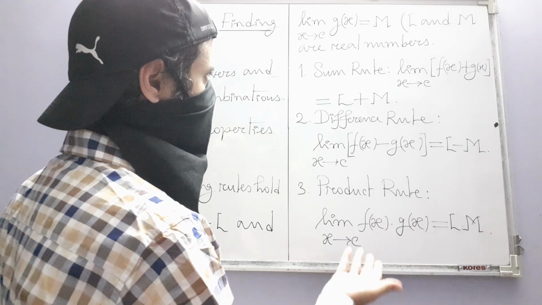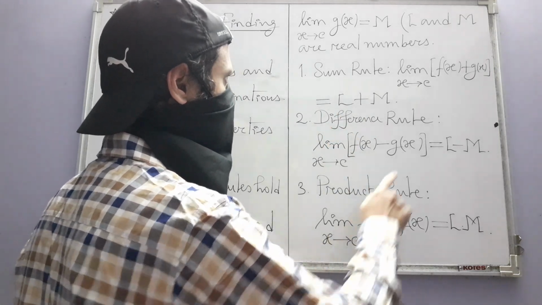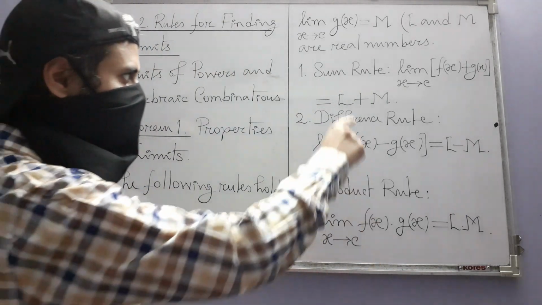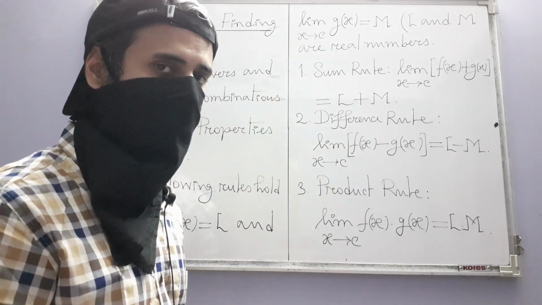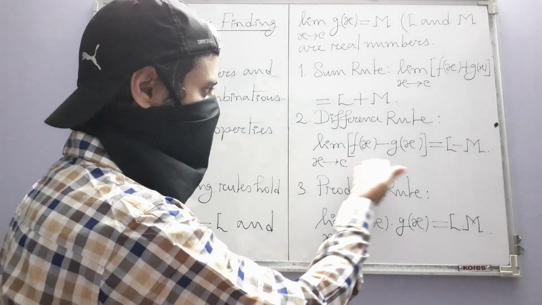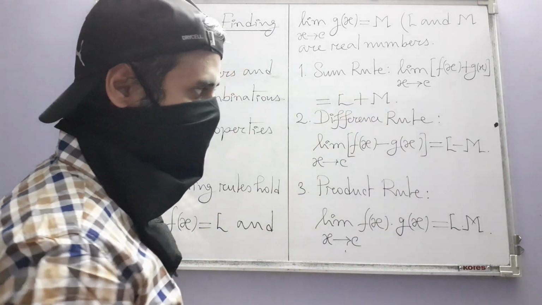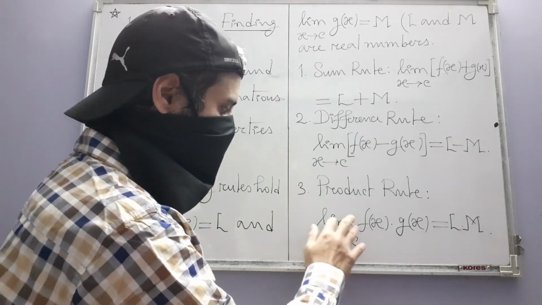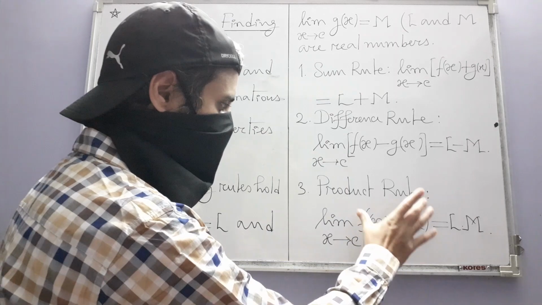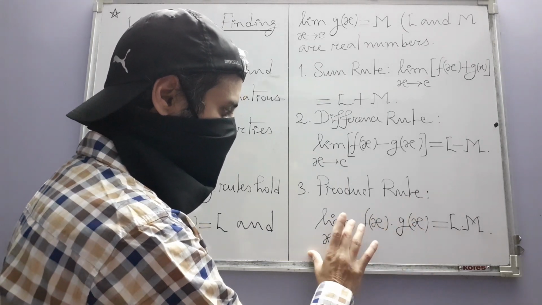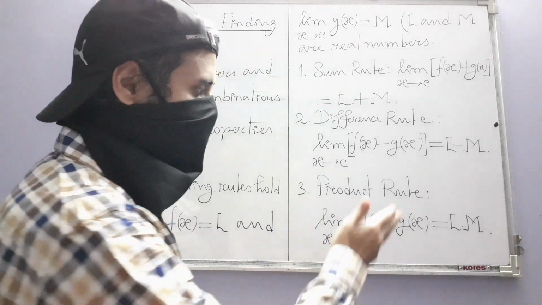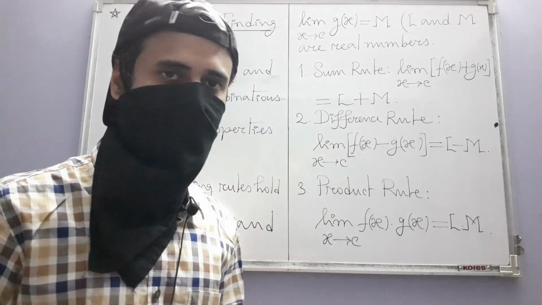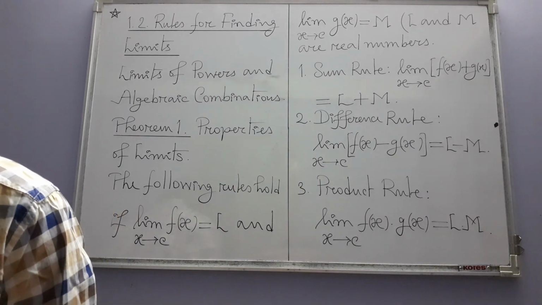So the first rule is the sum rule. It states that the limit of the sum of f and g is just the sum of their limits, that is L plus M. Just like that, the difference rule says that the limit of the difference of them is the difference of their limits. Similarly, you have the product rule. You take the product of the functions, then you calculate its limit. It turns out to be the product of the limits. So it is that straightforward. There are other parts also. Let's see what they are.